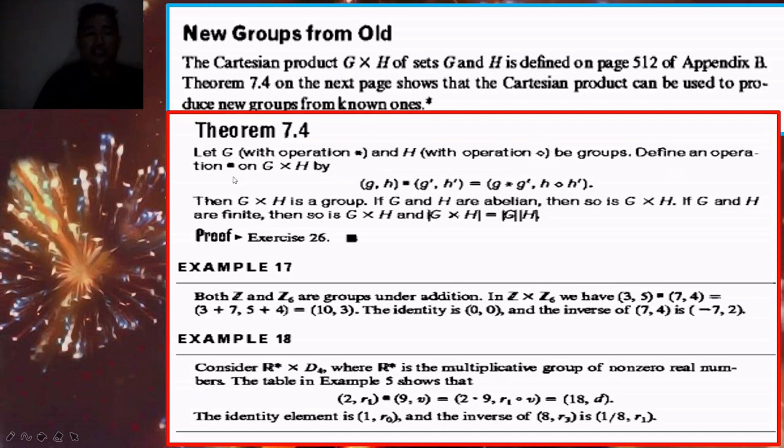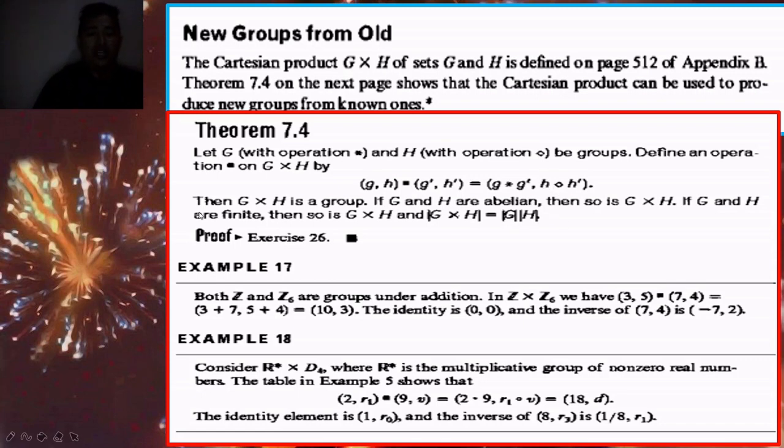So define an operation box on G cross H by: (G, H) box (G', H') is equal to, so ang G og G' mo-gamit og star kay elements man na sila sa G, and then diri sa H, ang H ug ang H' mo-composition, kay composition man ang sa H nga part. So H compose H'. So kanina, ang bago nga pair. Pair ni siya, box pair is equal to this new pair.